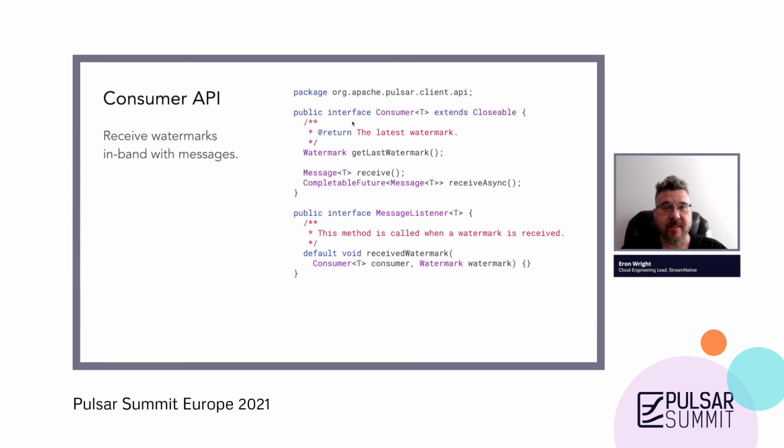An alternative is the pull model, where typically an application calls receive, which is synchronous and blocks until a message arrives, or asynchronous, in which case you get a future. To support this pull model, at any time the consumer may query as to what is the latest watermark that has been dispatched to this consumer.